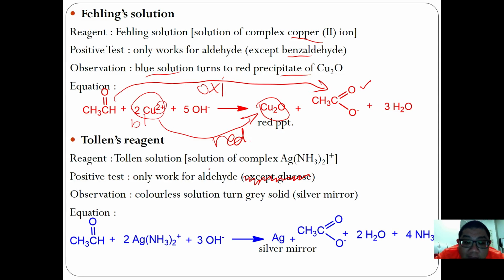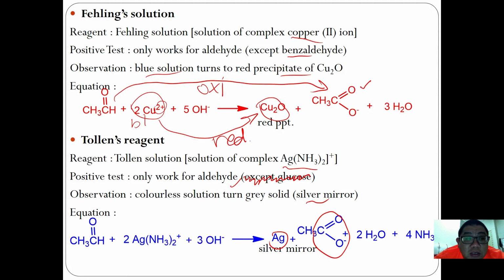Similar to Tollens' reagent. Tollens' reagent is a solution containing the diamine silver complex, Ag(NH3)2+. It will only work for aldehyde, where you observe a silver mirror. Similar to the case just now, it is also a redox reaction where at the end you form carboxylate ions, and silver here is reduced to form the silver mirror that you see as the precipitate. Okay, so this is the basic chemical test of the aldehydes and ketones.